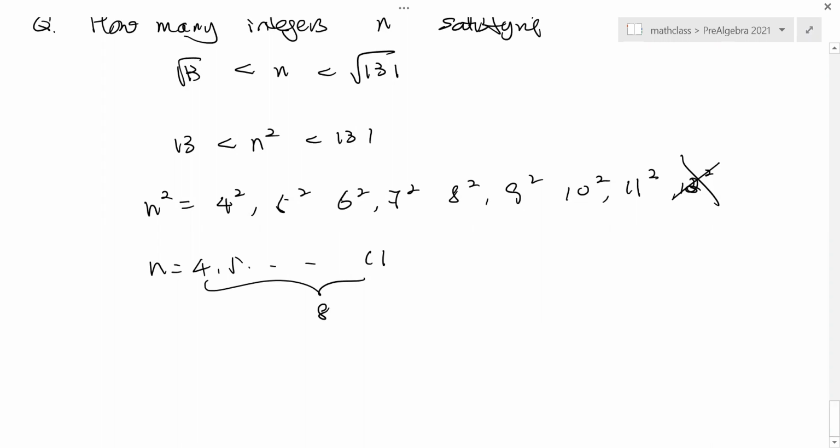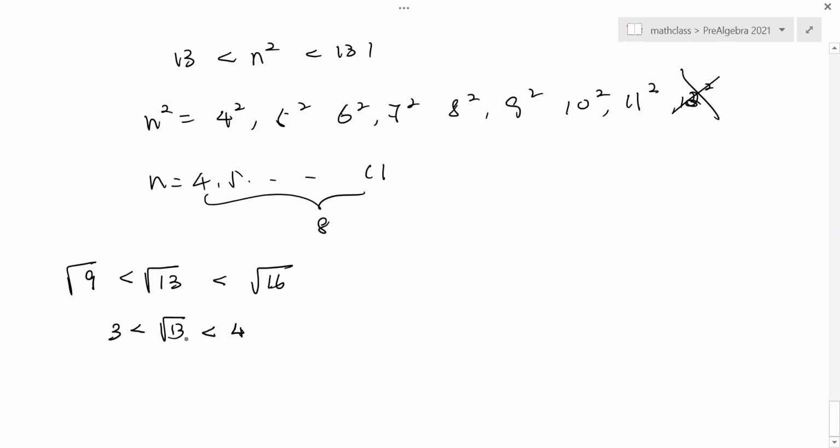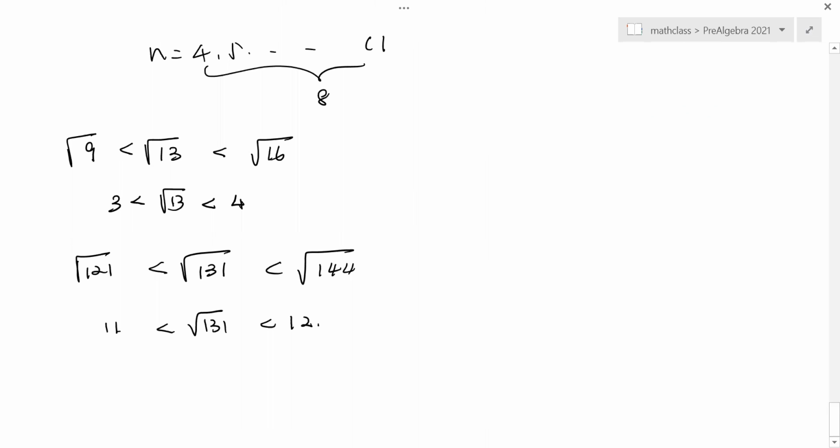Now you can also do a rough estimate of the square root of 13. It's going to be less than the square root of 16 and greater than the square root of 9, so the square root of 13 is greater than 3 and less than 4. Then the square root of 131 is less than the square root of 144 and greater than the square root of 121, so it's 11. Those are the two irrational numbers' ranges.